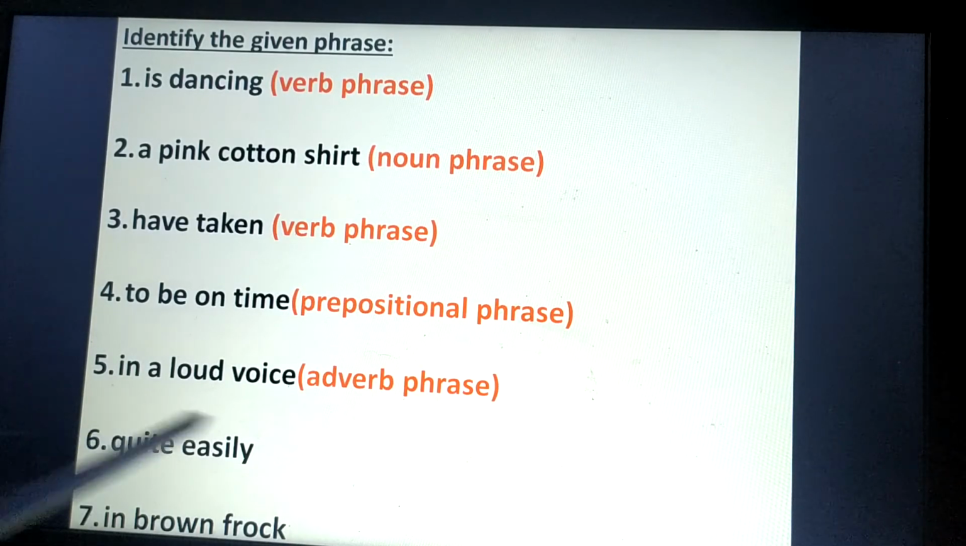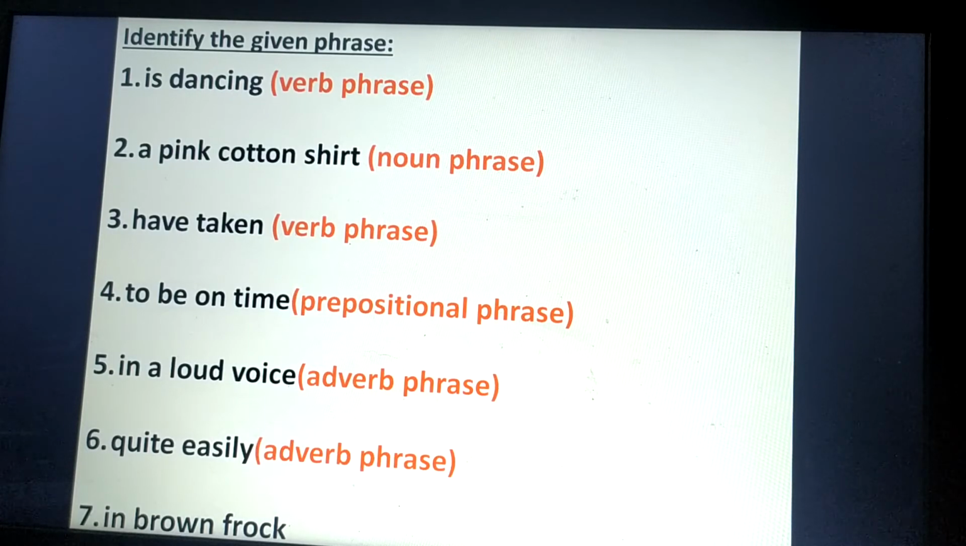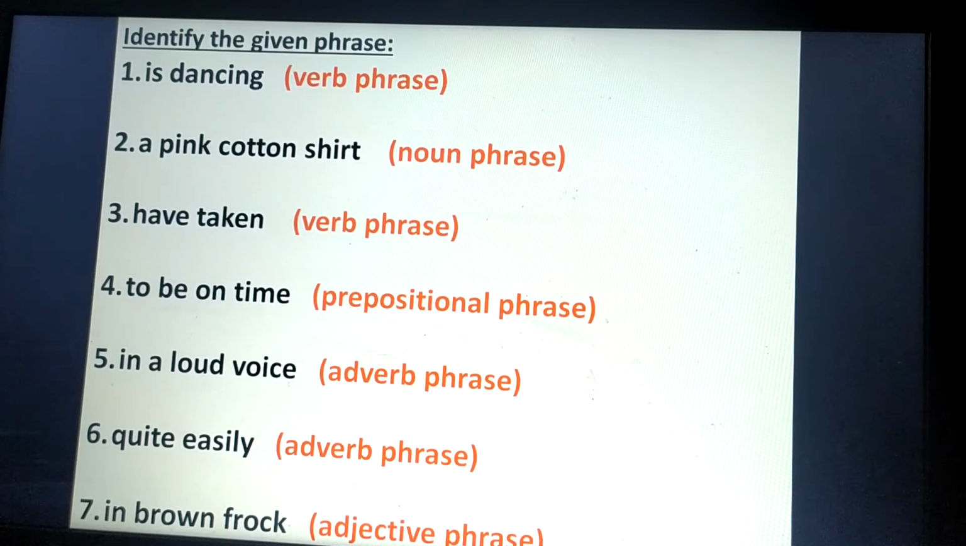Next we have "quite easily." Here we are focusing on "quite." So what is quite? Quite is also an adverb. So it's an adverb phrase. Next, "in a brown frock." Here we have focused on "brown frock." So here we can say that brown is an adjective, so it will be an adjective phrase.